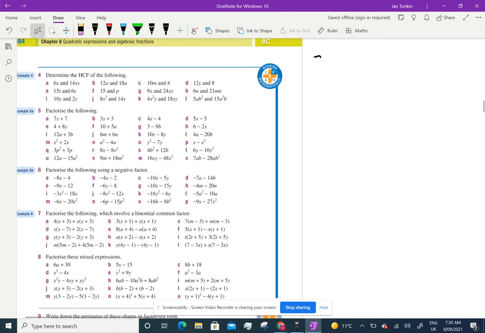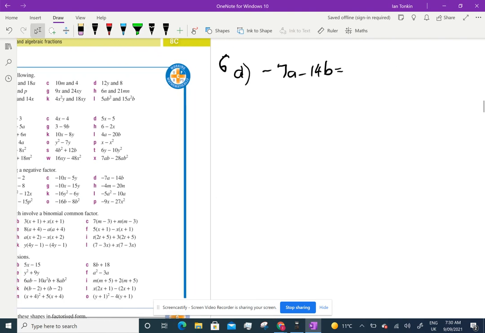So let's move on. Let's have a look at question 6. Negatives. Don't let it mess with you. So 6D, minus 7a minus 14b. Okay, I'll take minus 7 out the front. I'm left with positive a, and I'm left with positive 2b, because I'm dividing it out. So positive a and positive 2b.